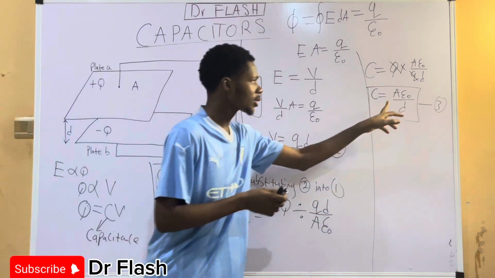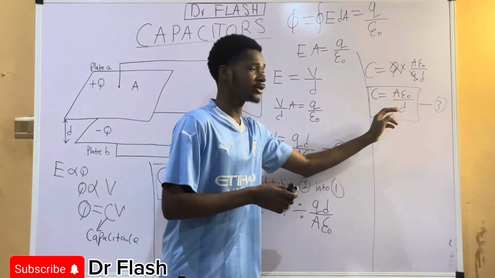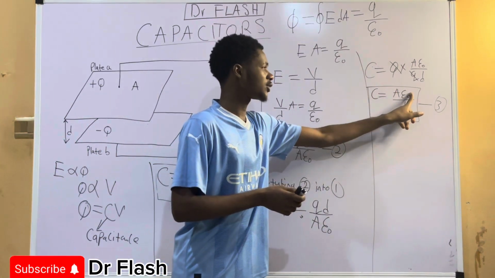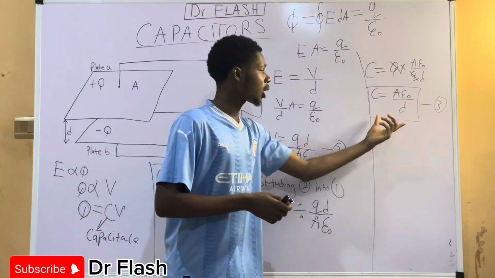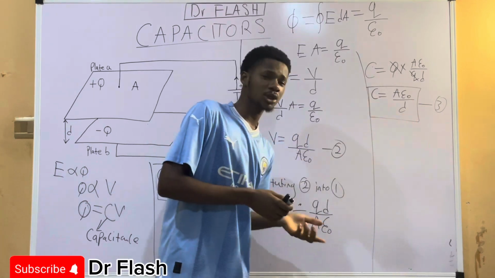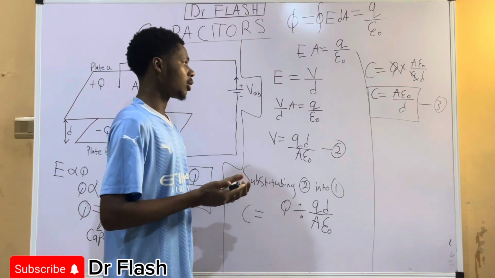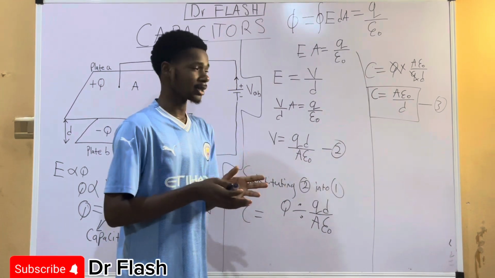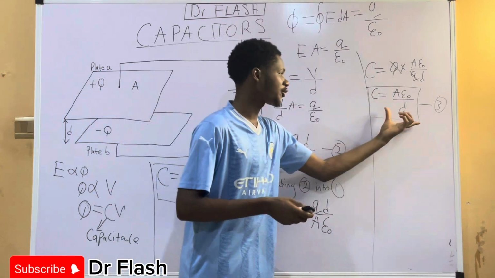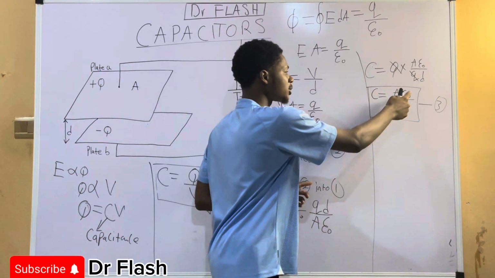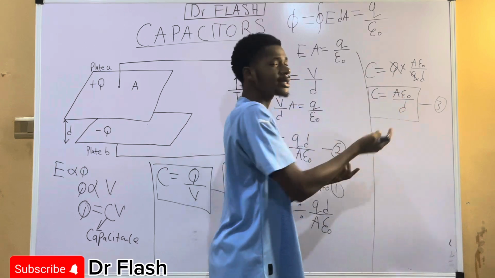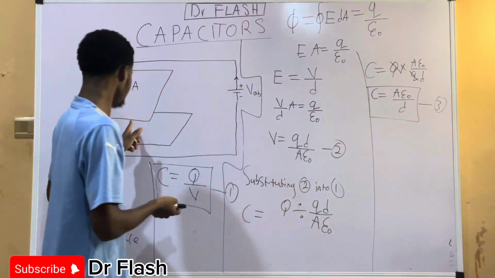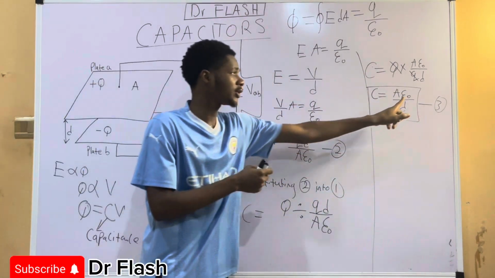So now here is the formula we finally derived: C equals A permittivity of free space over D. Here is one of the basic formulas you should take note of, whether this is your first time or you want a quick review on capacitance or capacitors. Now how about the permittivity of free space? In this case, we're making use of epsilon naught.